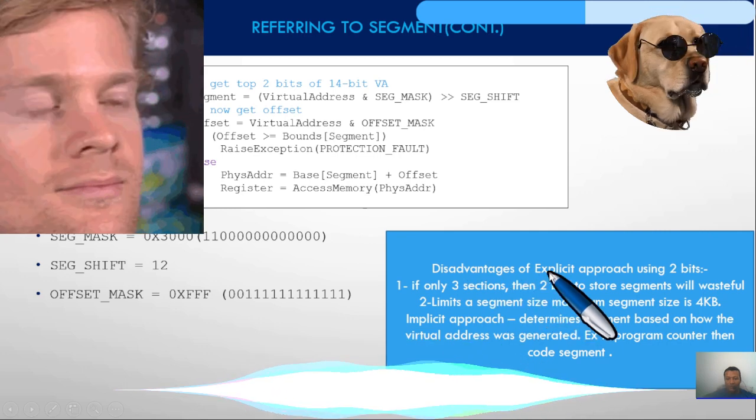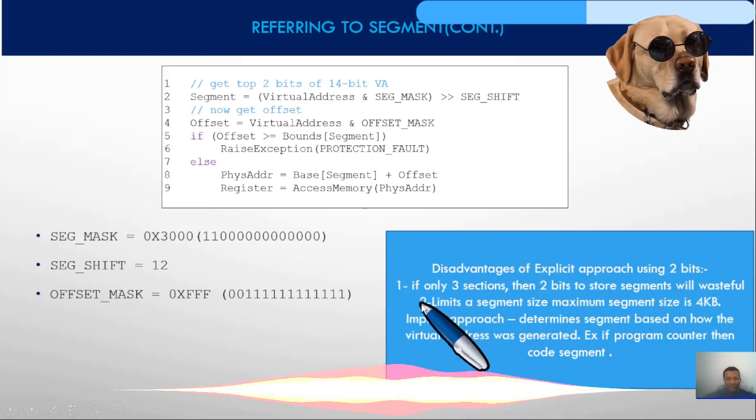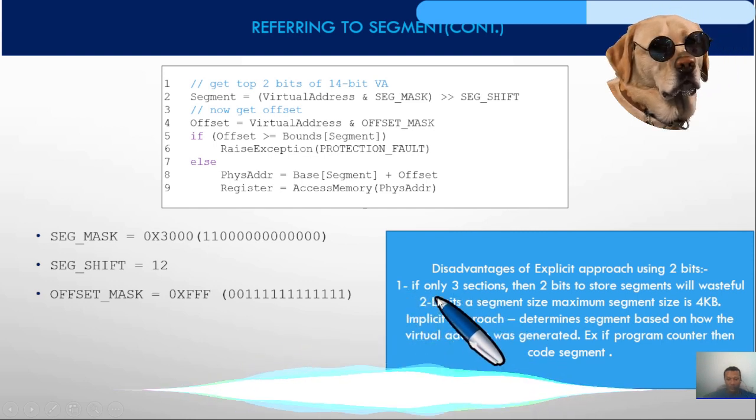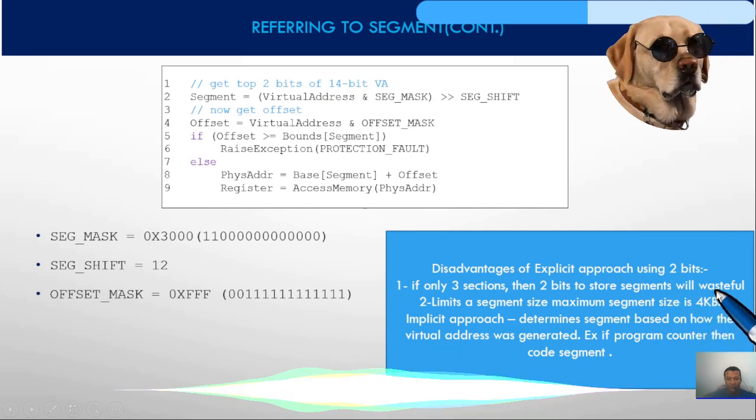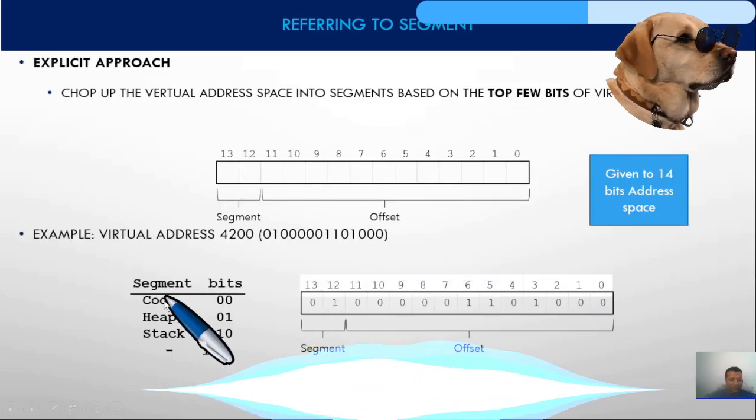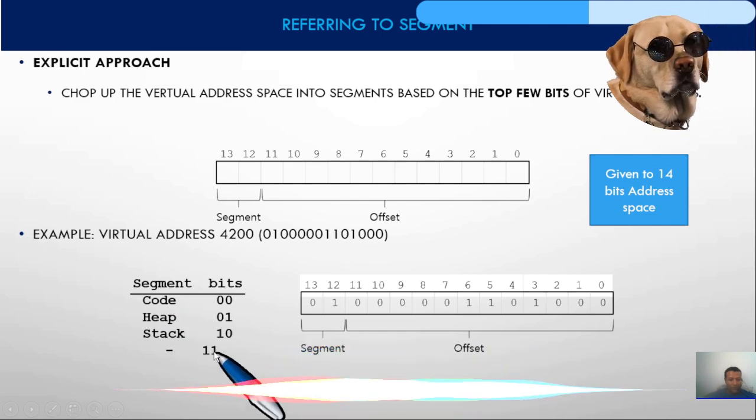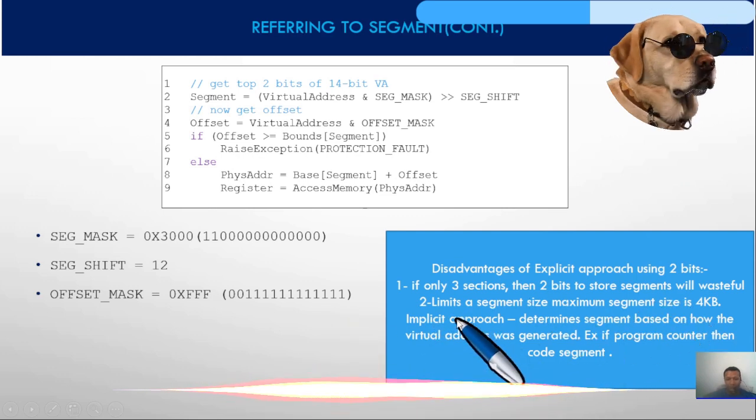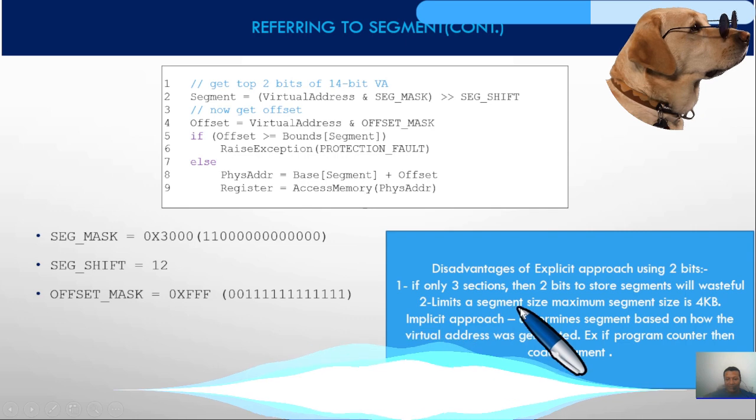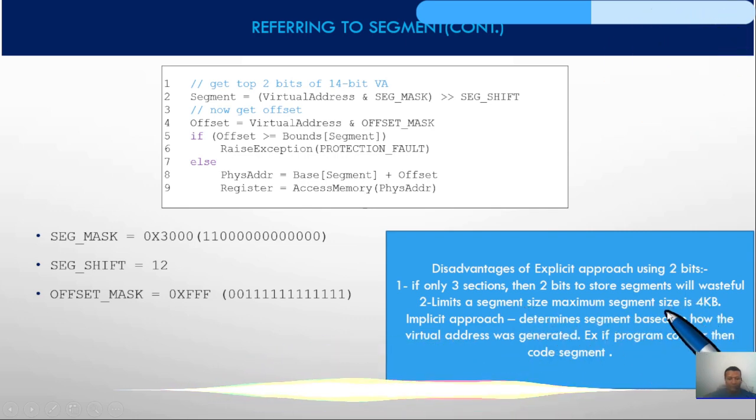The disadvantages of the explicit approach using 2 bits: the first is that if there are only 3 sections, then the 2 bits used to store the segment are wasteful. That means if we are using only 3 segments and this 1 bit, the first 2 bits will be wasteful. The second is that it limits the maximum segment size to 4 kilobytes.